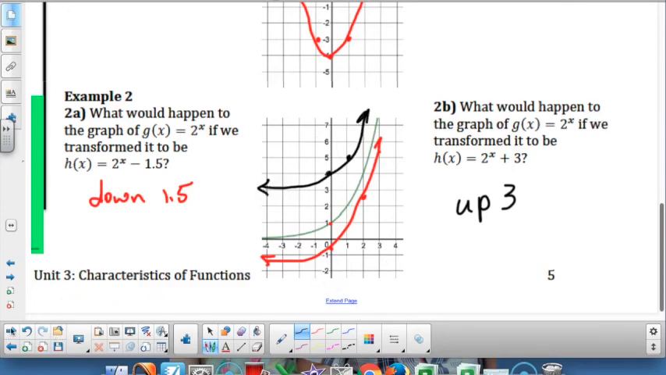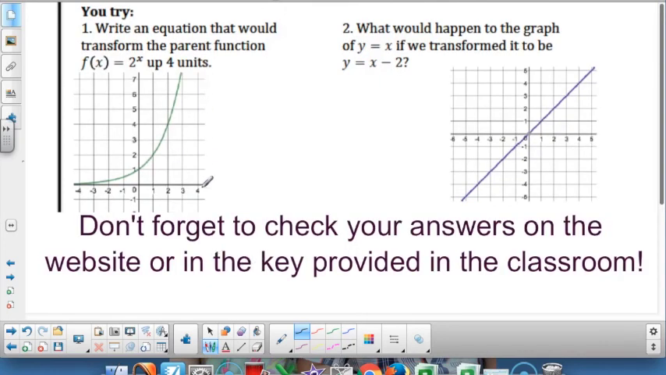That's all there is to vertical translations. You're just moving up and down depending on what you've added or subtracted. So you try these couple problems. This is a linear function and an exponential, and I'll see you on the other side.